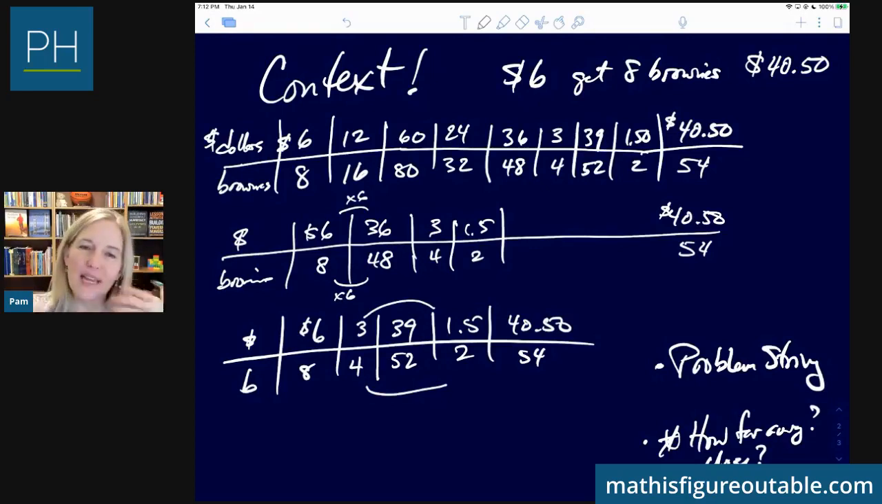Then at some point, after we've done a couple of contexts and lots of problems, I would say, hey, when I gave you that problem, $6 gets you 8 brownies, how many brownies can I get if I spend $40.50? Then at that point, come in and say, hey, guess what, guys? That can be represented by 6 to 8 is equivalent to 40.50 to that unknown. We could represent these contexts that we've been working on with this thing called a proportion.